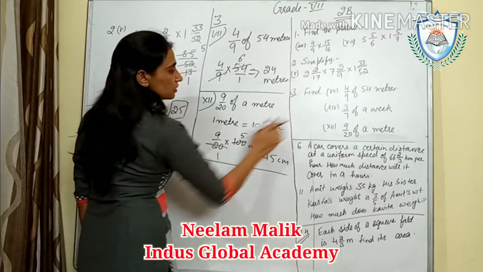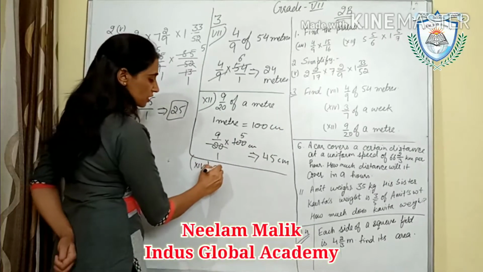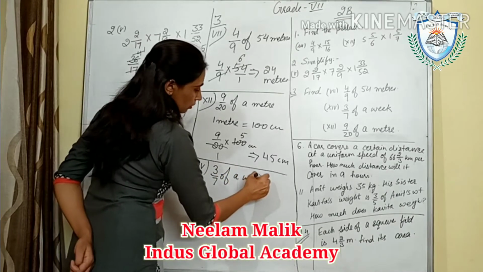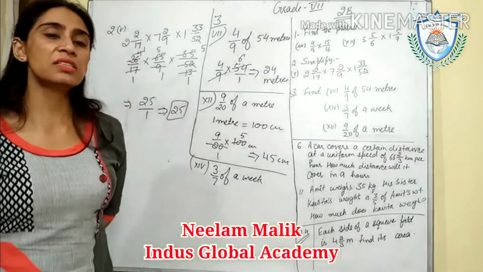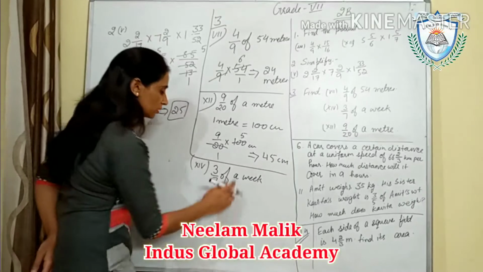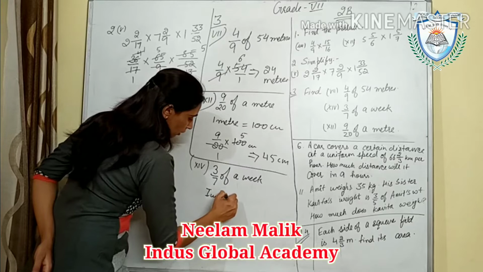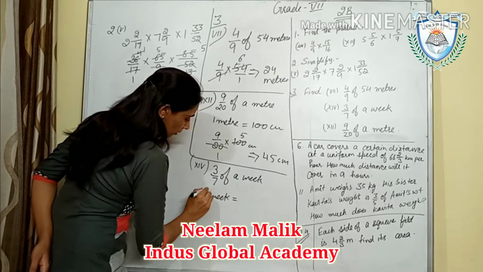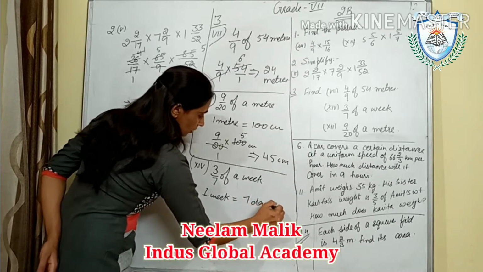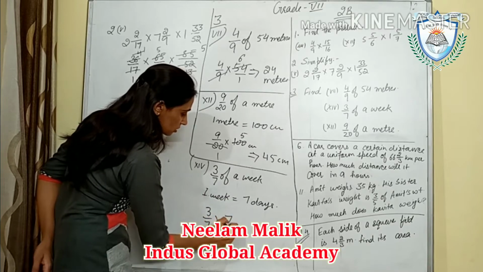Now this is the 14th part. Here we have to find out 3 upon 7 of a week. We know that in 1 week there are 7 days. So 1 week is equal to 7 days. So here will be 3 upon 7 of, and of means multiply, 1 week means 7 days.